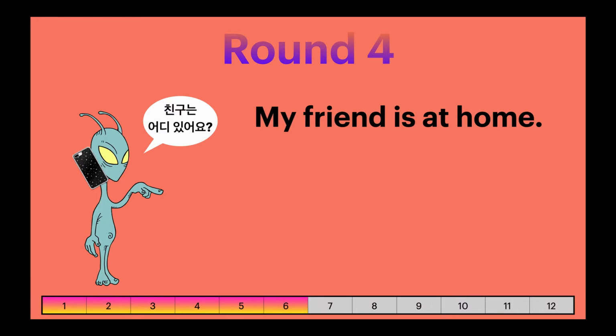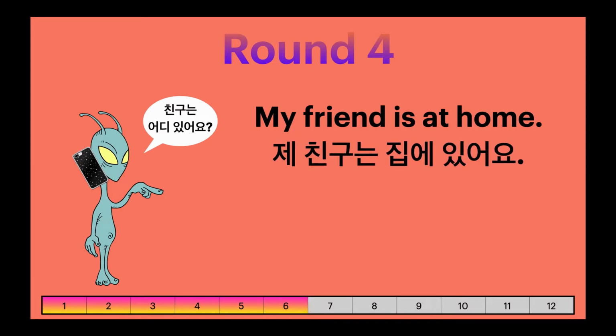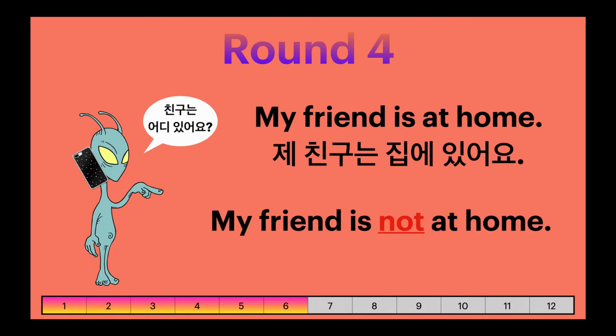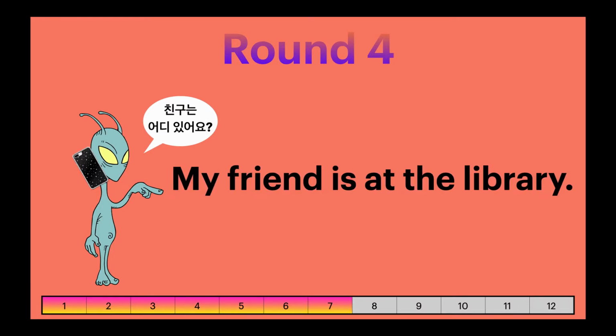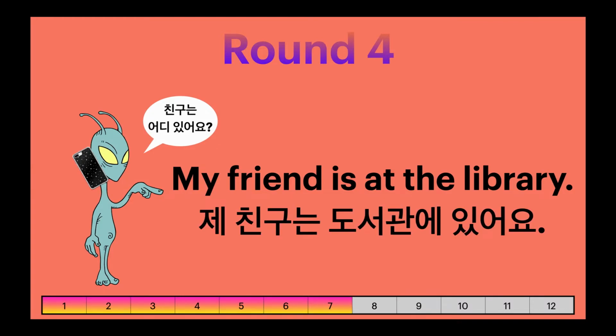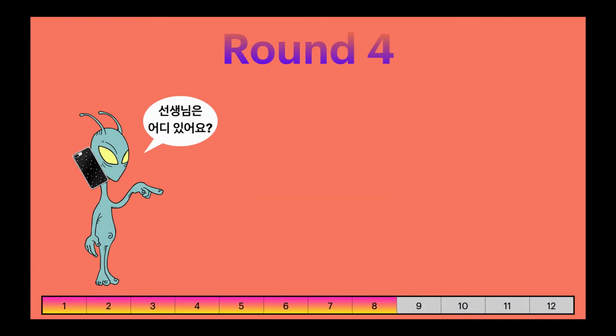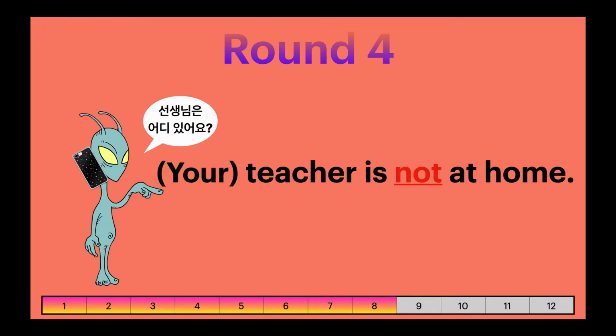My friend's at home. 제 친구는 집에 있어요. My friend is not at home. 집에 없어요. All right. My friend is at the library, I swear. 제 친구는 도서관에 있어요. All right, alien friend is finally satisfied, but now he wants to know, where is my teacher? 선생님은 어디 있어요? Well, your teacher is not at home.